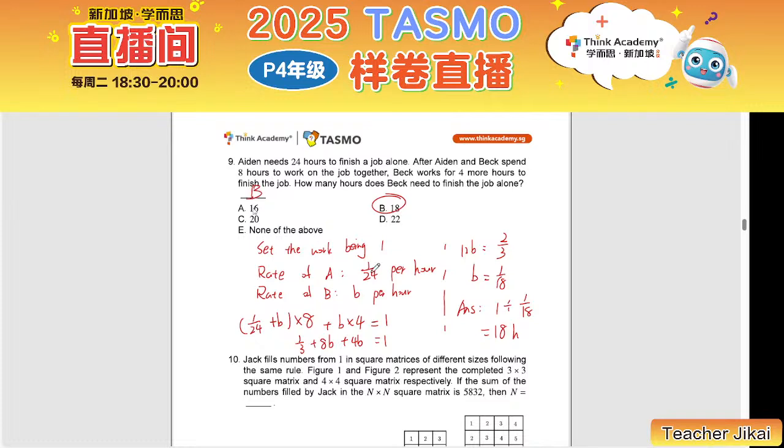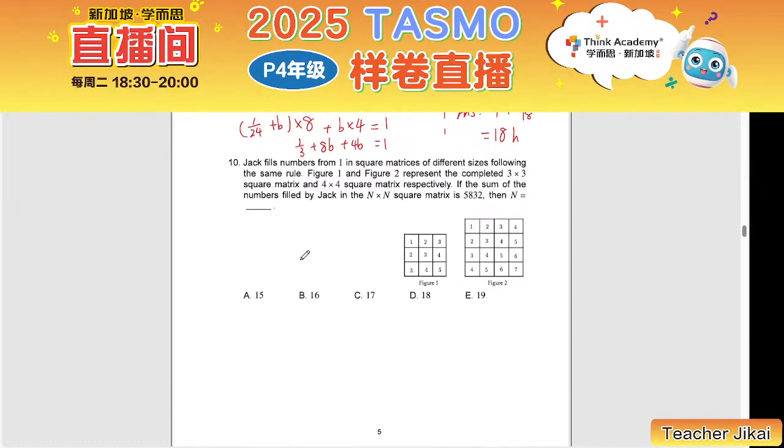Okay, so this is a rate problem. And now let's go to question 10. Question 10 is a number matrix. We want to know the sum of 3 times 3, 4 times 4, and so on, and we know the sum of n times n is 5832. What is n here?